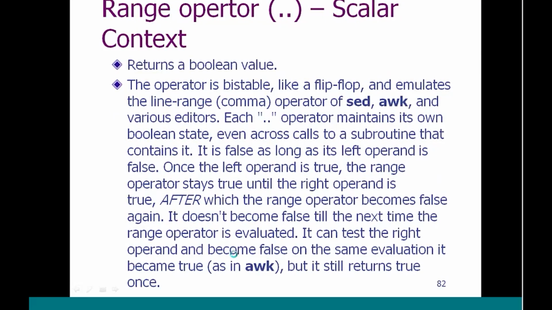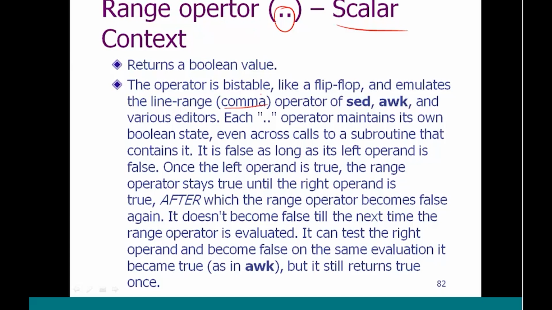The second context that I meant to mention is the scalar context. In scalar context, the operator dot dot actually returns a Boolean value. So it is like a flip-flop. It emulates the line range operator of sed, awk, and other editors. This is also known as the comma operator. Each dot dot operator maintains its own Boolean state even across calls to a subroutine that contains it.